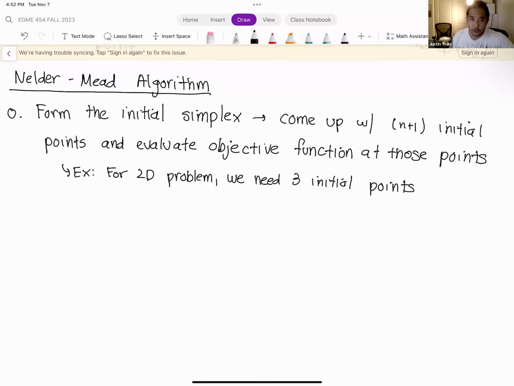So before you start, that's what you want. From that initial simplex, we should have at least n+1 design points and n+1 objective function evaluations. And the idea behind the simplex is that once you have the points of your simplex, you'll be able to rank each of the points on your simplex from best objective function value to worst.